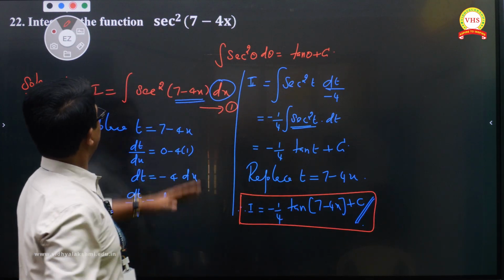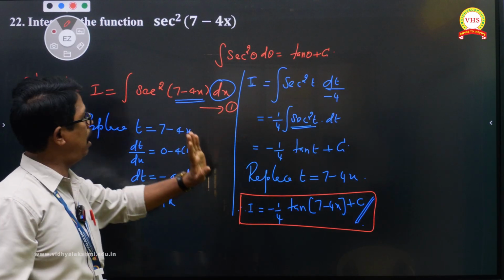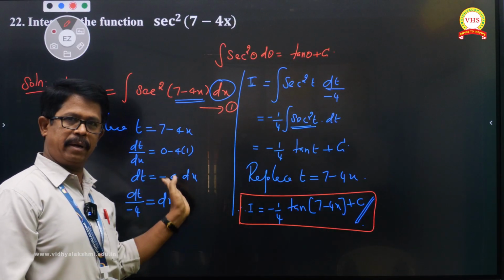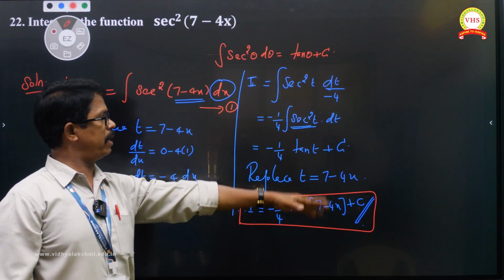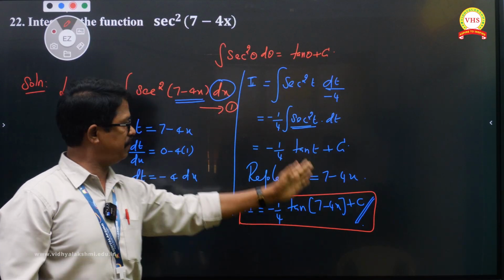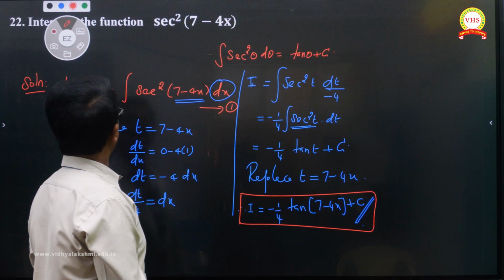Okay, so this is the idea. In the direct integration of secant square theta, we need not change any identity, but we need to change the independent variable into the next variable, that is t. After that, everything should be changed in terms of t and then integrate. You can get the solution of the given function.